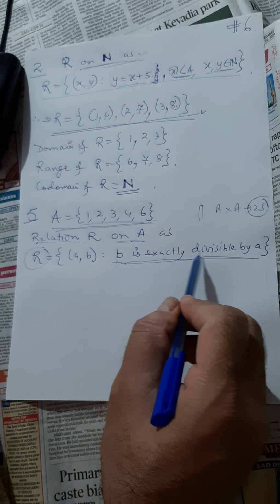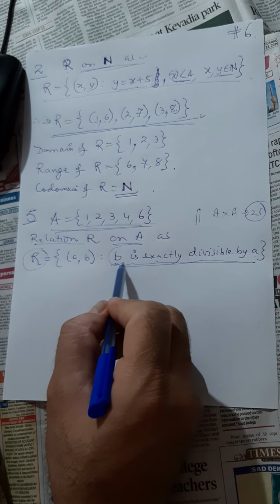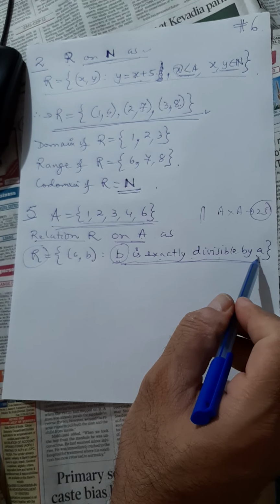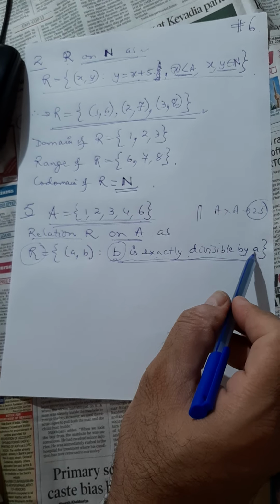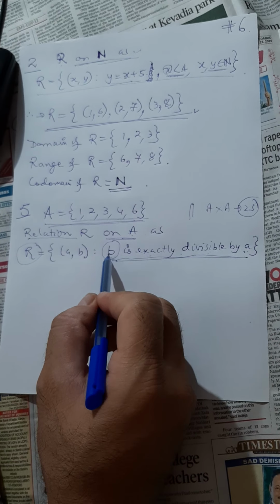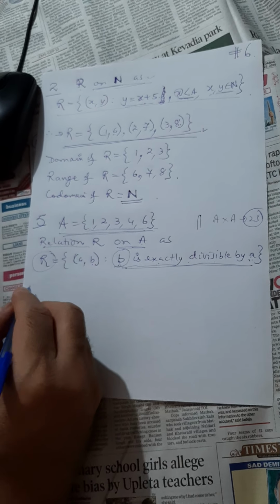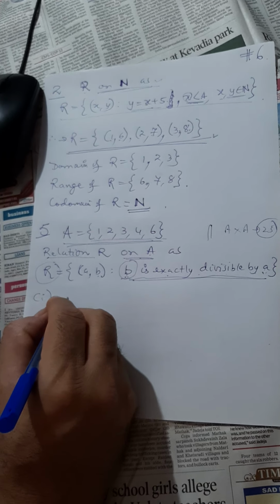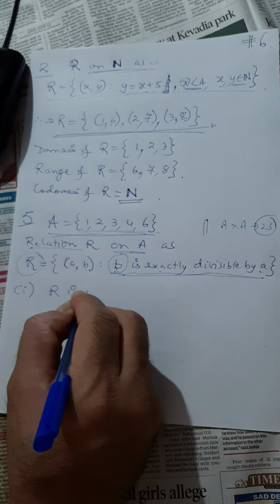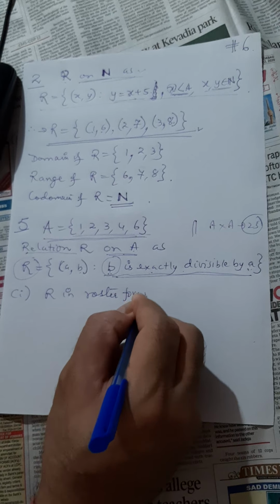B is exactly divisible by A. Exactly divisible by A means this number should be a multiple of this. So for example, if this is 2, then this must be like 2, 4, 6, that way. The second number must be a multiple of the first one. So here the first one is R in roster form. R in roster form, that is, I'll write the members of R.